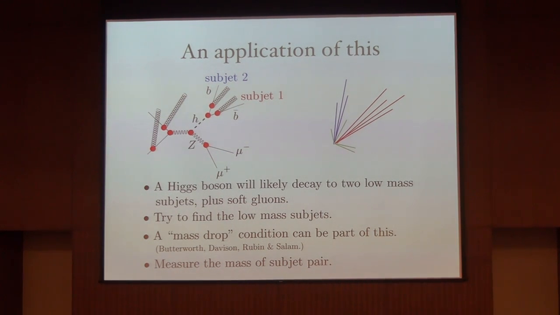So trying to throw away initial state radiation means you're looking for wide-angle, soft little jets. Maybe these green ones here, those are wide-angle and soft. Whenever your jet algorithm is trying to combine one of those with the main jet you're looking at, if it's too soft, you throw it away. That's called trimming or filtering. And you just get rid of them and work with the other jets and look for mass drop conditions on the other jets. Okay, so there's a number of methods that work like that. And they do pretty well, and the experimental groups are trying to learn how to use them better. So with that, I think I'll close.